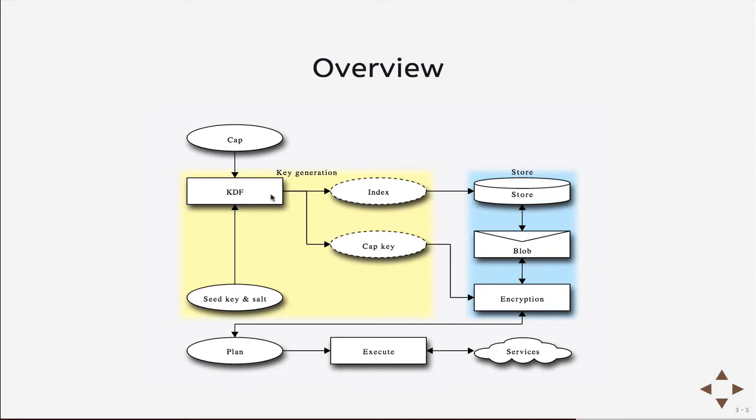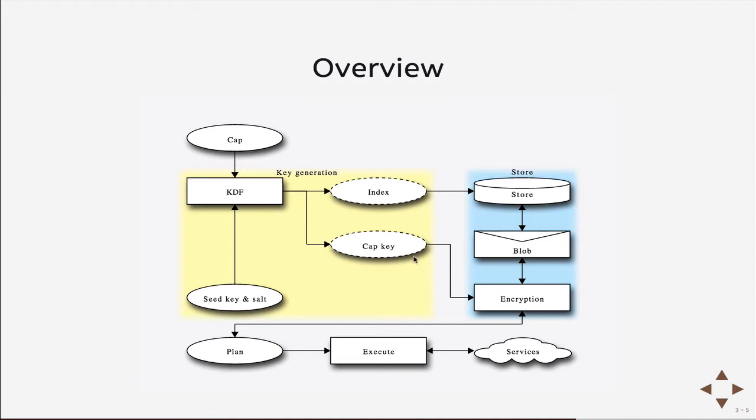The key derivation function produces an index, which is basically the location in the database where you're going to store the encrypted blob, and a cap key, which is used to actually encrypt a blob. So a blob is the encrypted version of a plan, which I described in another video. That's essentially a description of what you're going to do when you exercise that capability, which will then later be executed, and the executor talks to a bunch of services.